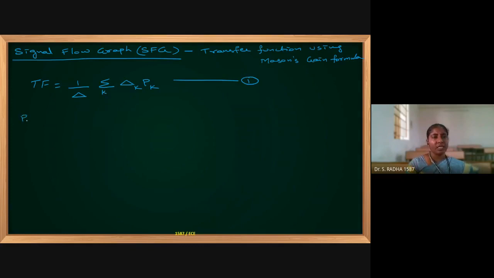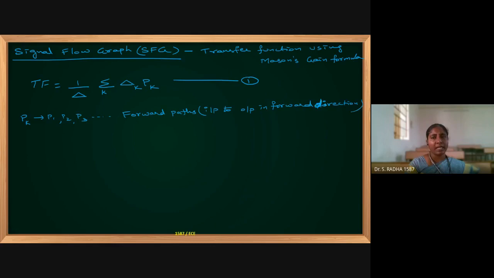Pk can be P1, P2, P3, like that. Any number of P can be present, so the k value will vary. These are called forward paths. This path will be from the input node to the output node, and in the forward direction. Everything is in the forward direction. I will take up a diagram and tell you how this will look.